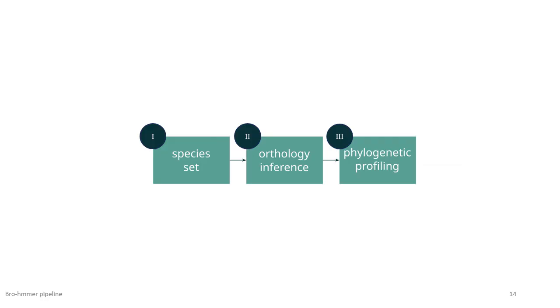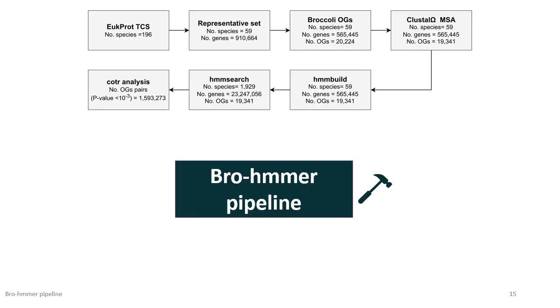Based on these considerations, we designed a pipeline that develops all three steps of a coevolutionary profiling analysis, using hidden Markov models in the orthology inference step. We called it the Bro-Hammer pipeline. Bro stands for broccoli, the program we used to build the orthogroups.